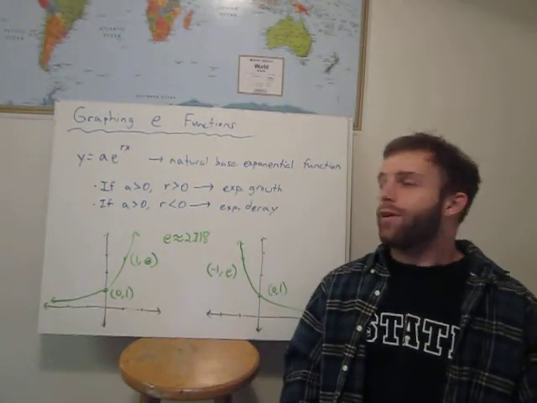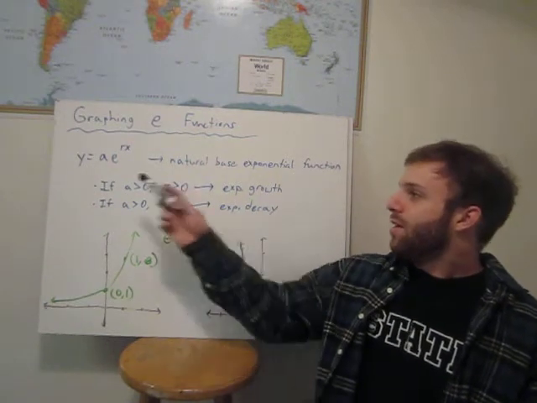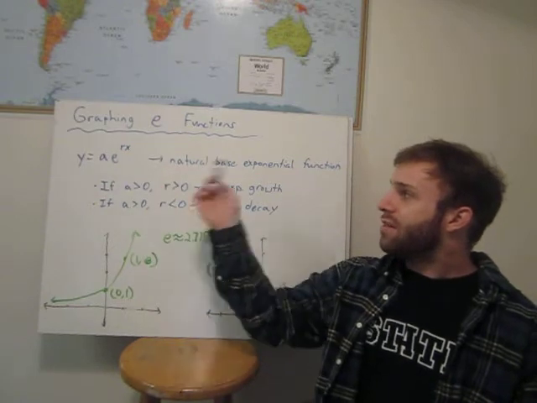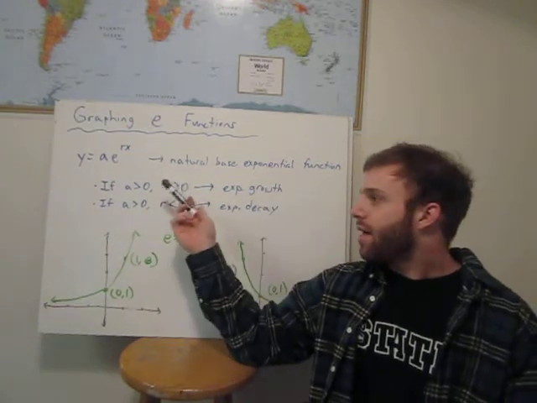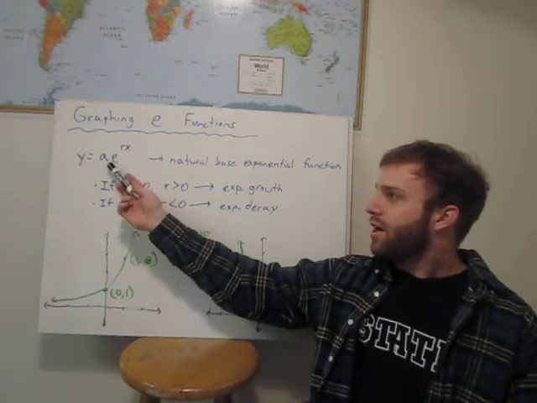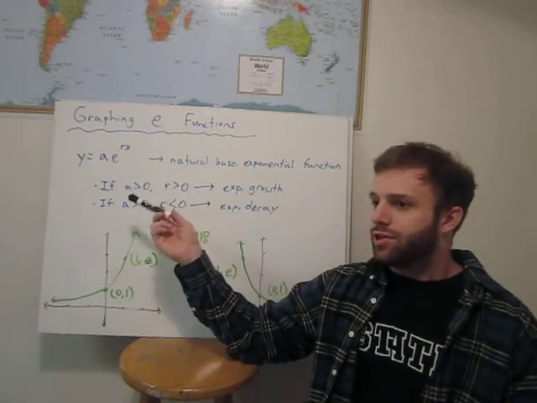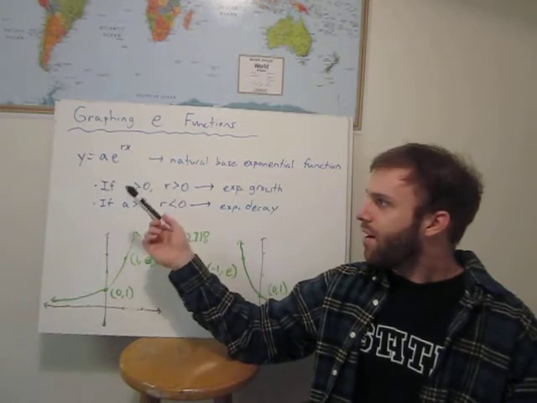Here we're going to talk about graphing functions with the number e. So we've got y equals a times e to the r times x, and this is a natural-based exponential function. The a right here is just like we see in any other exponential growth or decay function. It just stretches or shrinks the graph.